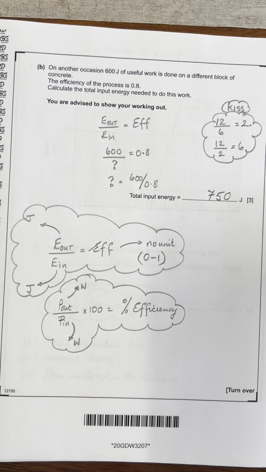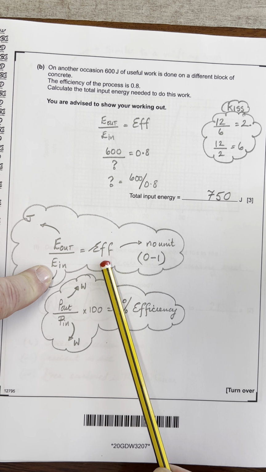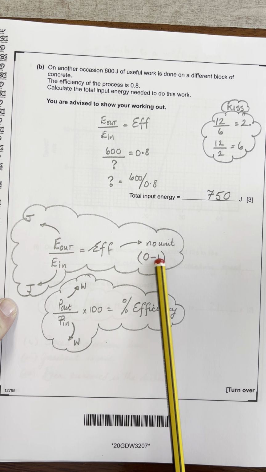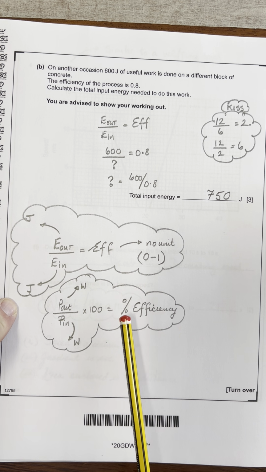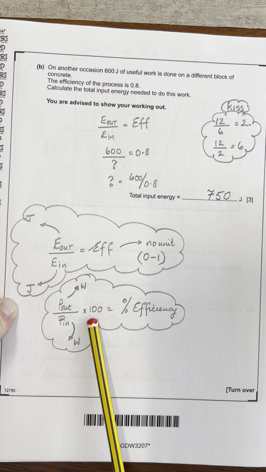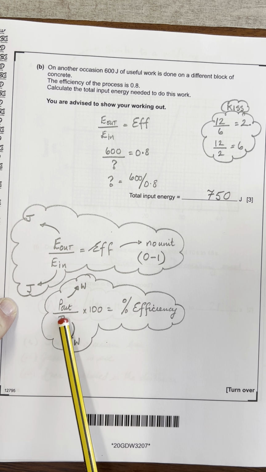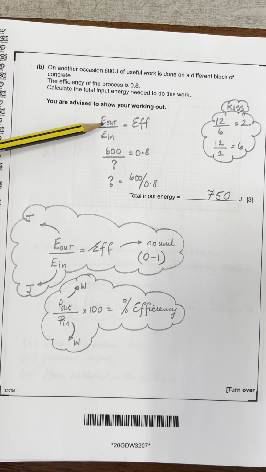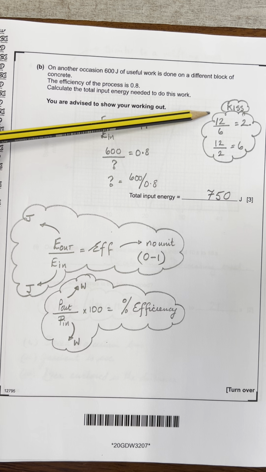Next one: on another occasion, 600 joules of useful work is done on a different block. The efficiency is 0.8. Calculate the total input. Remember, there's two formulas. Energy out over energy in is equal to efficiency. It has no units, joules divided by joules. No unit, between 0 and 1. If I want to change it to percentage efficiency, multiply by 100. Power out over power in, watts divided by watts, no unit. Energy out over energy in. There's it rearranged.